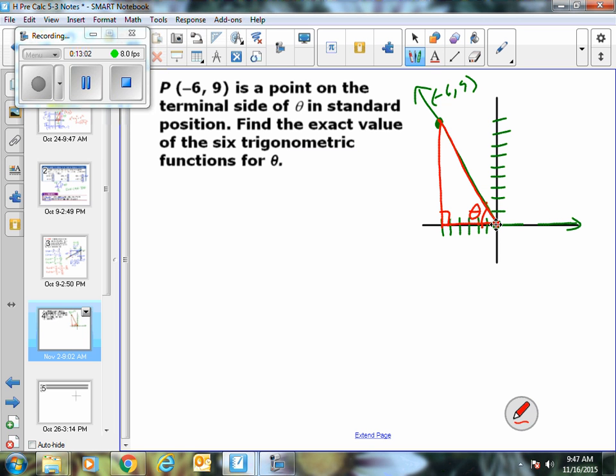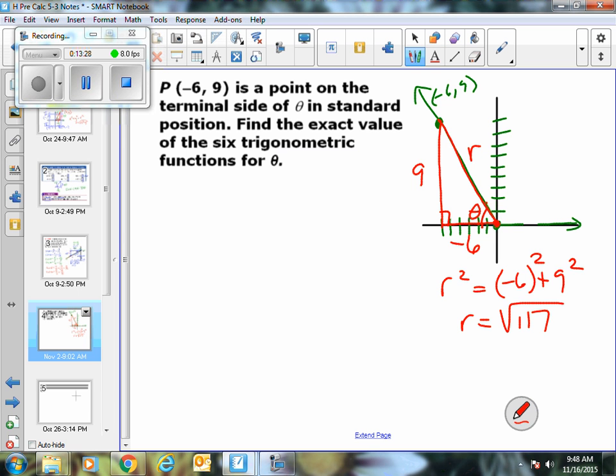All right, so let's put in what we know. The x is negative 6. I know that seems weird to have a negative, but it's the direction. The length of the side is 6, but the direction it's traveling is in the negative direction. The y value is 9. I don't know the hypotenuse or the r, so let's find that first. So go ahead, pause the video for a second, figure out what your hypotenuse is.